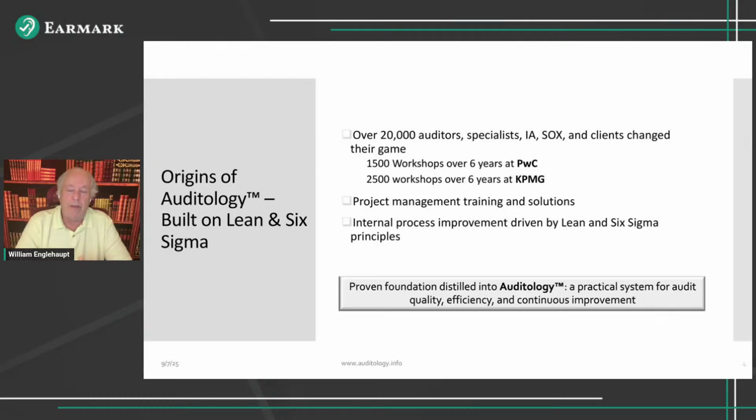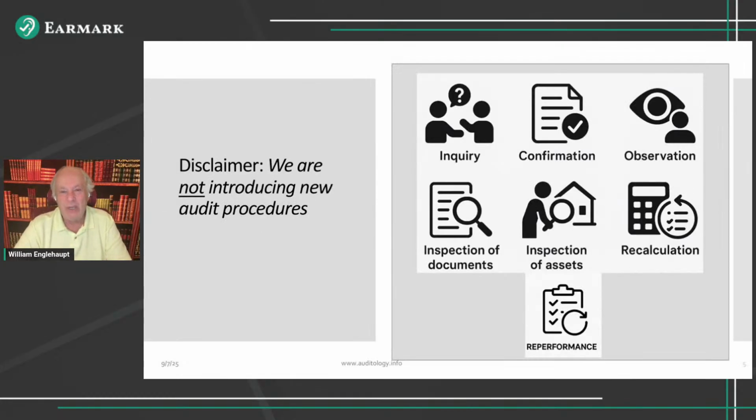And so the material that we're going to talk about today, the Auditology approach, is really about improving the audit, improving the quality of the audit, and looking at not only what we would call Lean and Lean Six Sigma, but also dropping in some project management and training solutions. So that's where this all came from. You can go next, Zach.